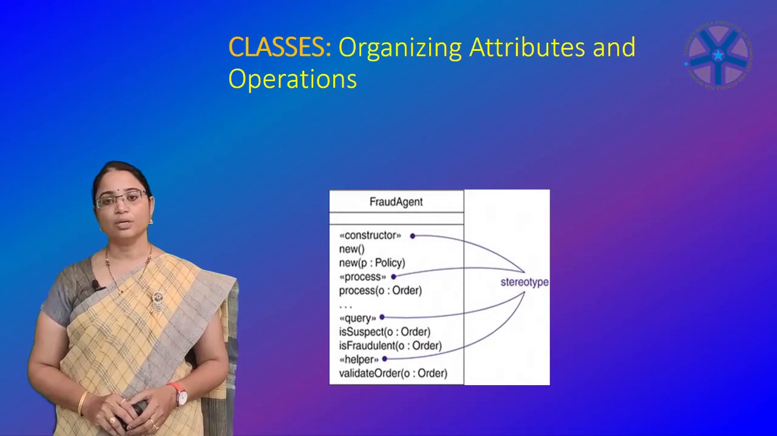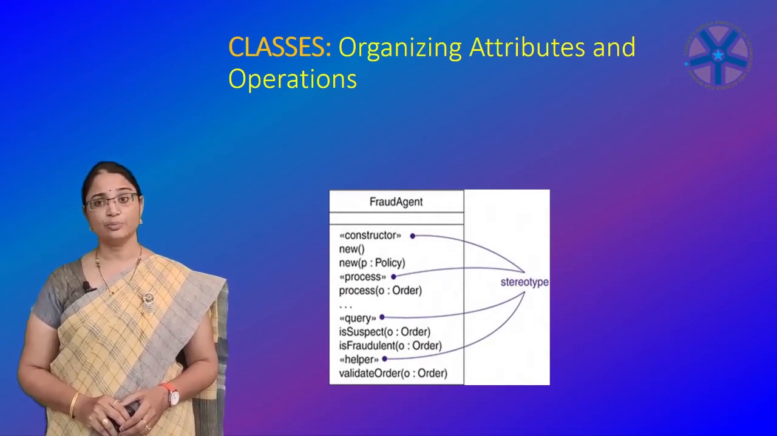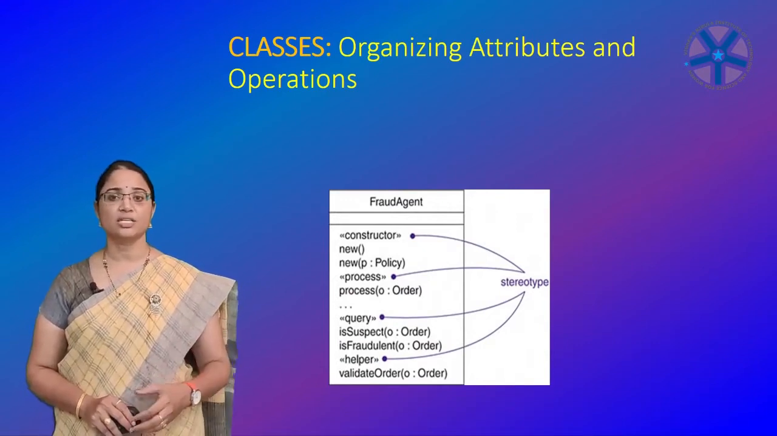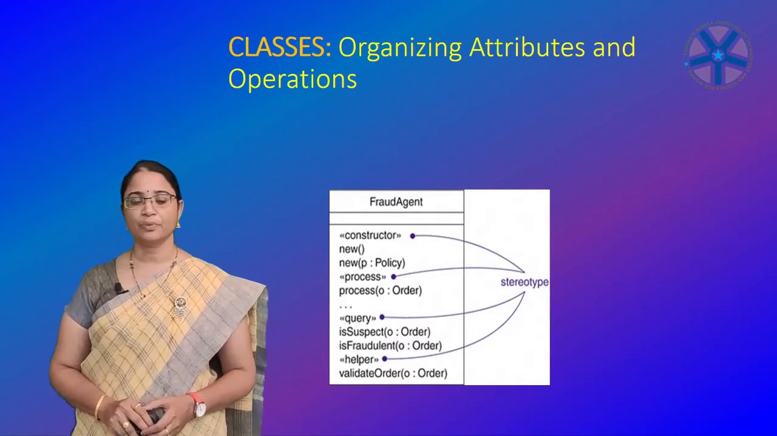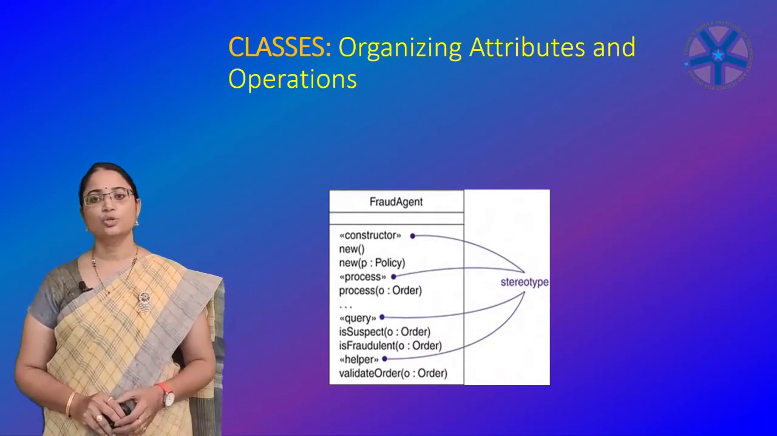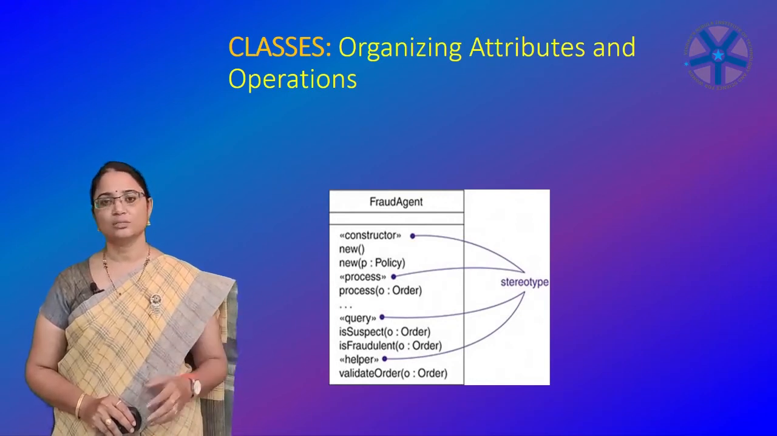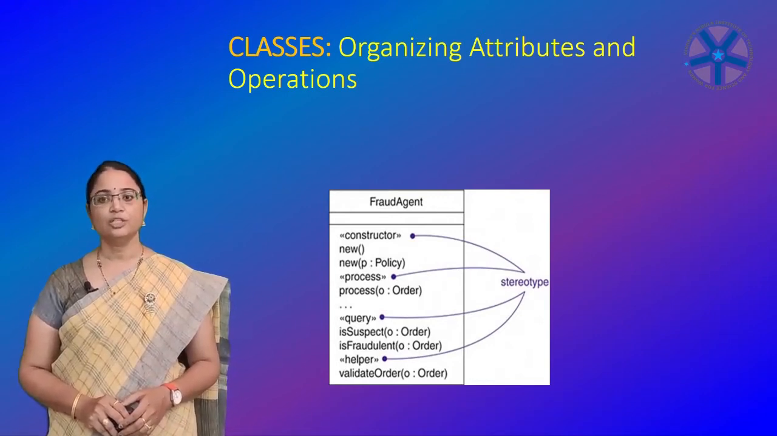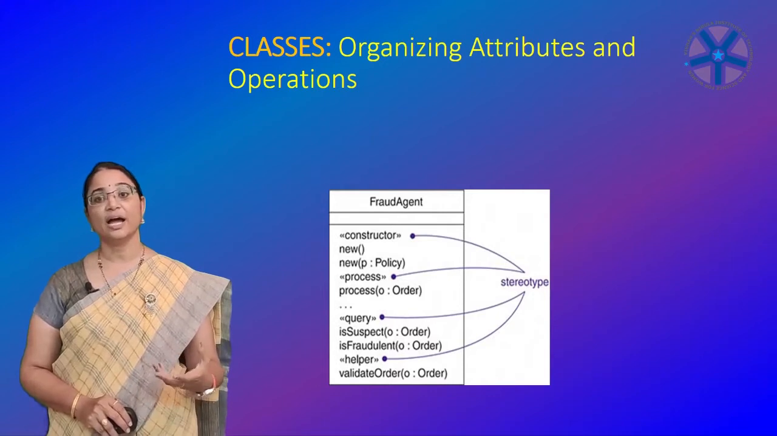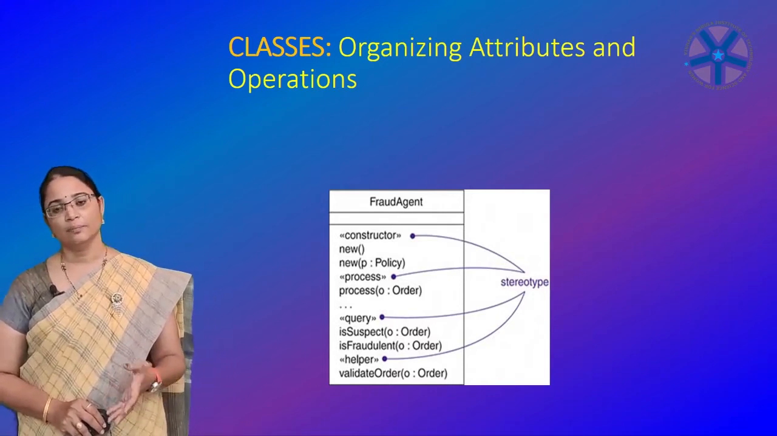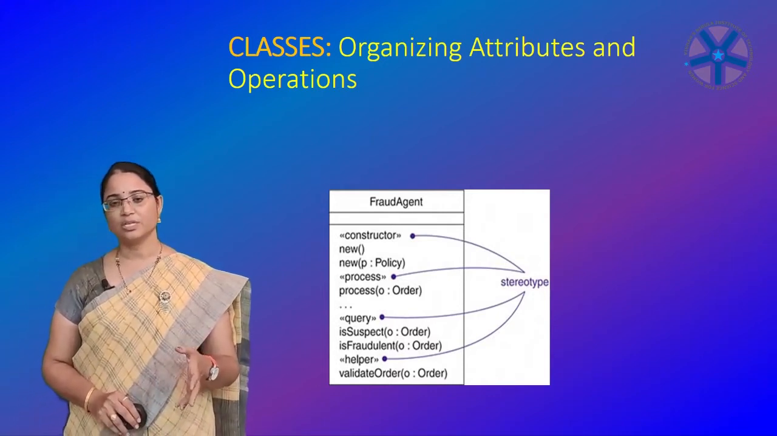Next, coming to organizing attributes and operations. How are you going to organize the attributes and operations? When drawing a class, you don't have to show every attribute and every operation at once. For this reason, you can elide. It means you can hide some of the properties, some of the attributes and some of the operations.